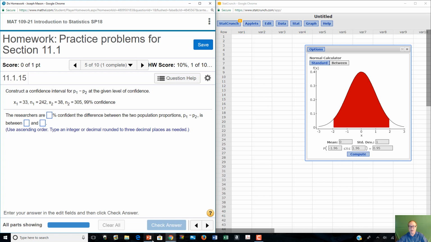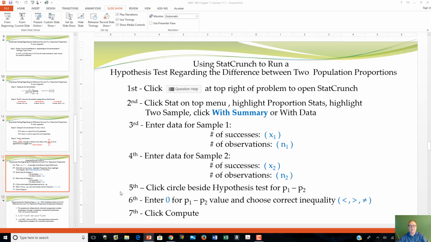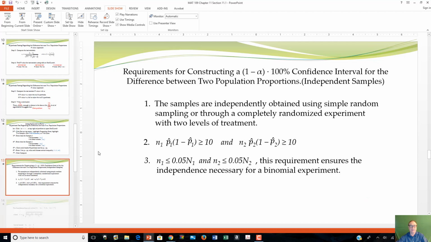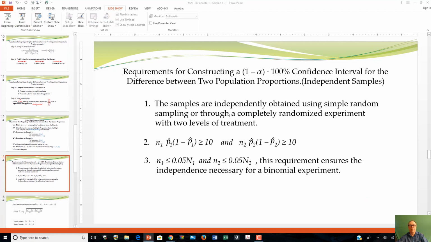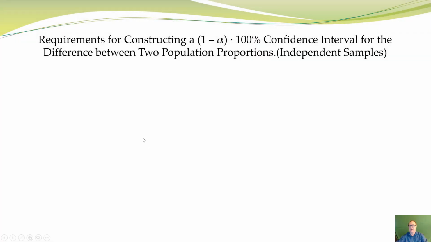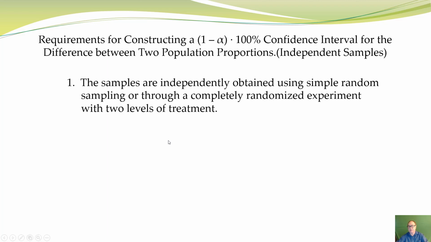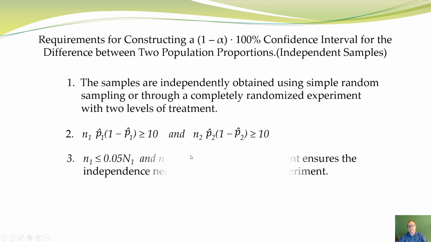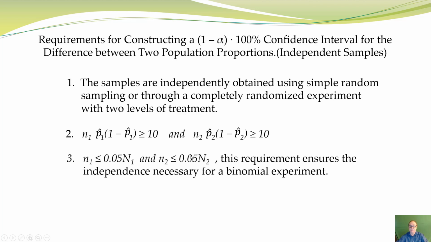So let's go back to our PowerPoint and pick up the next thing, which is constructing a confidence interval. Requirements for constructing a confidence interval: the samples are independently obtained using simple random sampling, the same thing that we had for the hypothesis test, and also the sample sizes are less than 5% of the population. So everything is the same as what you would use for a hypothesis test.